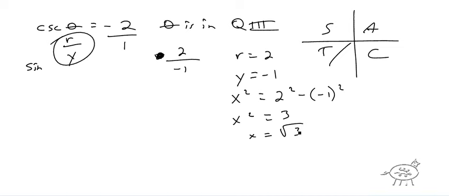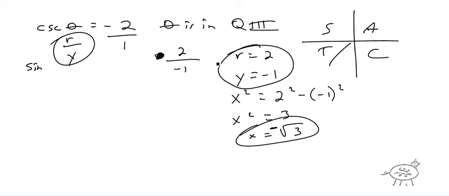All right, and we're in quadrant 3. So what does that say? That says x is -√3. That's important. Don't forget your signs. That is probably one of the biggest mistakes. People forget their signs, and then you get it wrong. Okay, so very, very important. Okay, so we got r, y, and x, so let's figure it out.